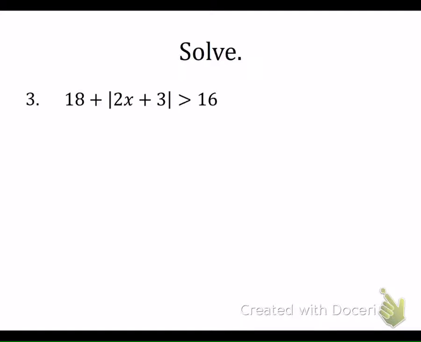Okay, before I do anything, what do I have to do first? Yeah, I need to subtract the 18, right? So when you have to isolate the absolute value, I need to subtract 18 from both sides. Okay?